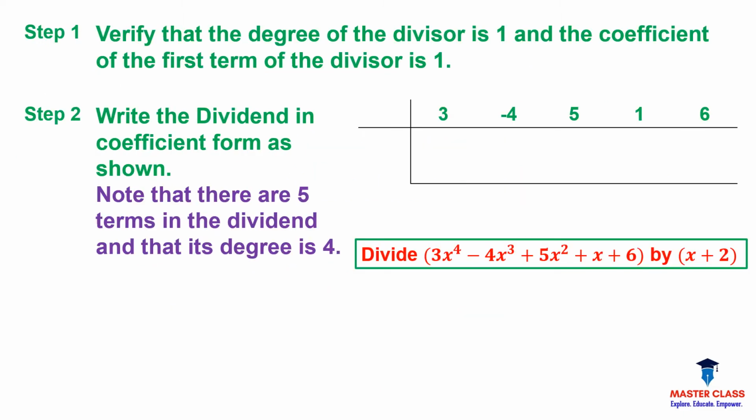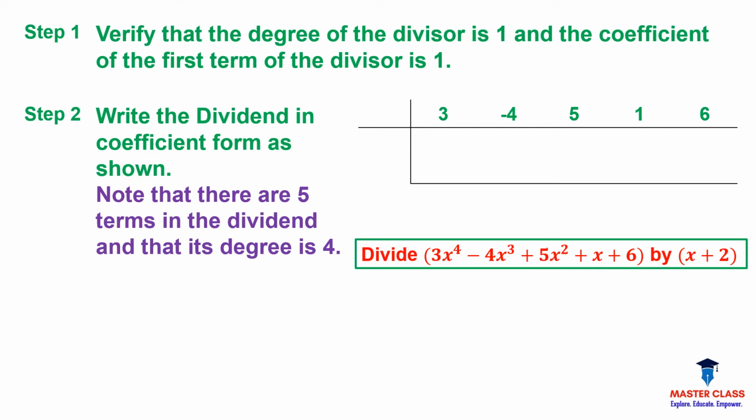Draw the two horizontal lines as explained in the previous video. Draw a small vertical line to the left of the coefficients of the divisor. In case you have not watched the previous video, you will find a link to it in the description box below. The next step is to write the dividend in coefficient form as shown.